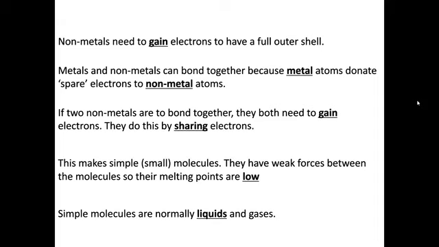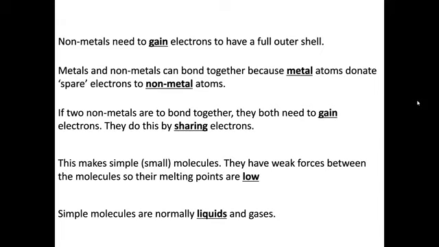So, non-metals, as we've already talked about when we did ionic bonding, need to gain electrons to have a full outer shell. So metals and non-metals can bond together because the metal atoms give their electrons to the non-metal atoms, and they both become ions in ionic bonding. Now, today we're going to look at what happens if 2 non-metals bond together.